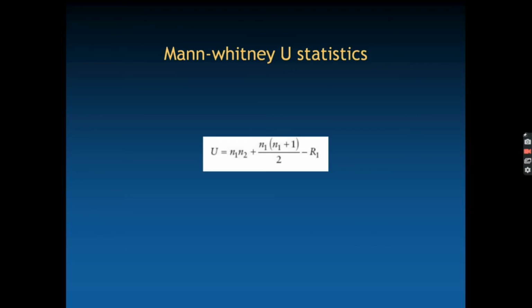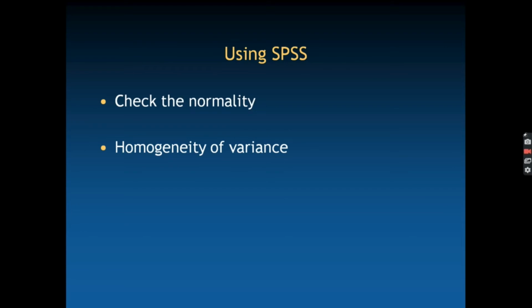Then the Mann-Whitney U statistic. It is denoted by U, and it is given by the formula N1 times N2 plus N1 times (N1 plus 1) divided by 2 minus the sum of ranks from group 1, and it is similar to the Wilcoxon sum rank test.